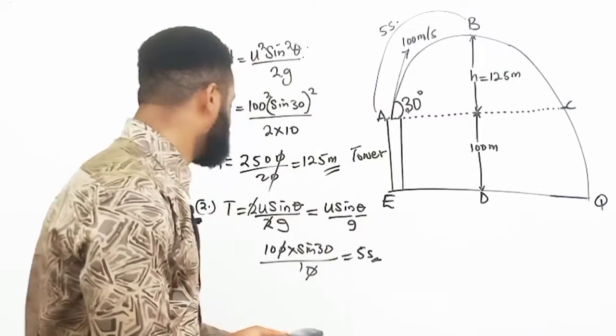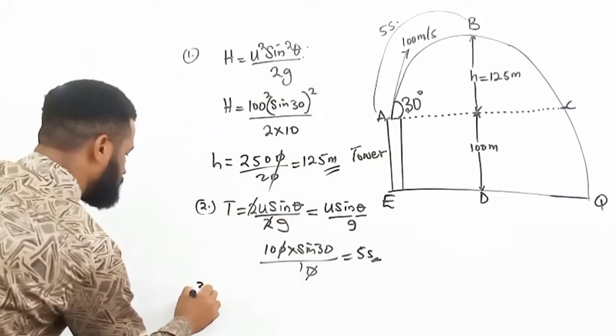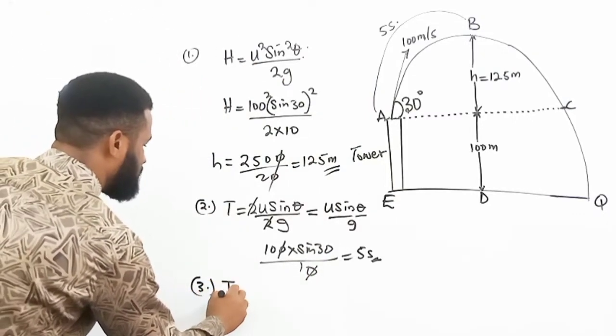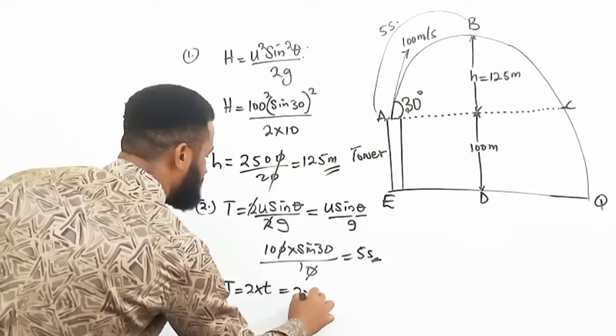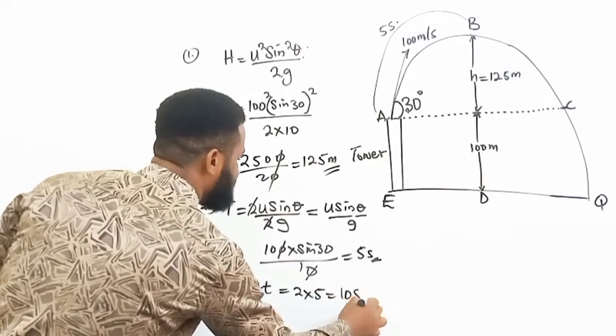So the third question, number 3, the time of flight is going to be 2 times small t, which is 2 times 5, which is 10 seconds.